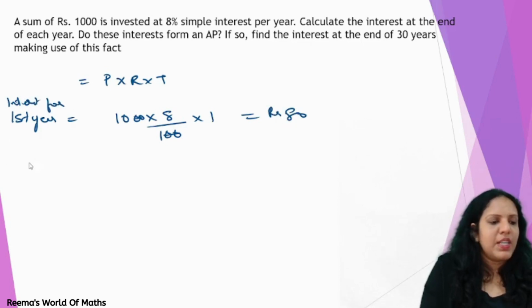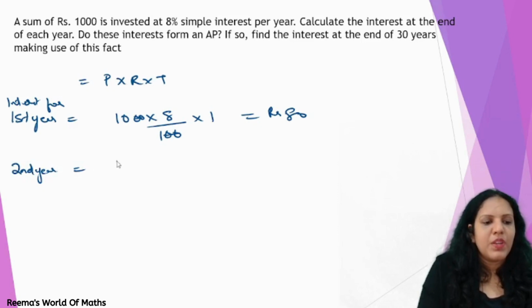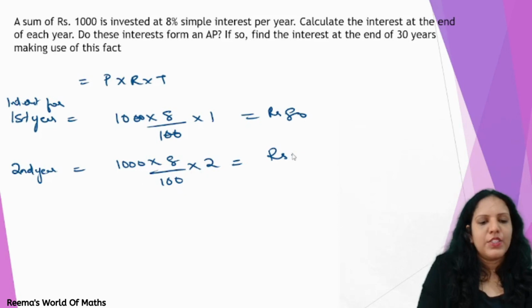Correct? Similarly, we can see for the second year, which is a simple interest. For the second year, the interest will be 1000 times 8 by 100 multiplied by the period, which is 2 years. That will be rupees 80 times 2, that will be 160. Correct?